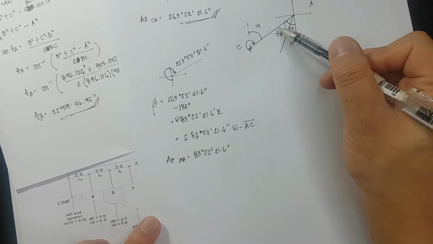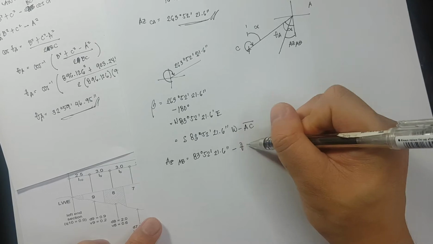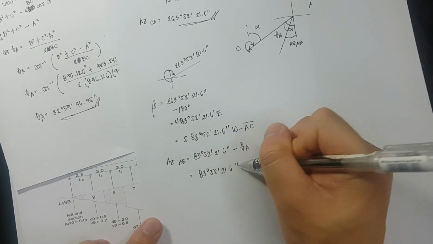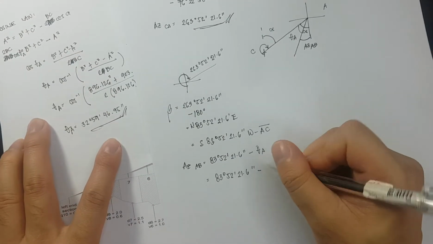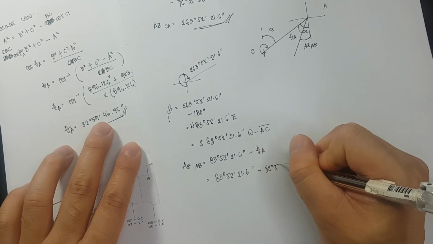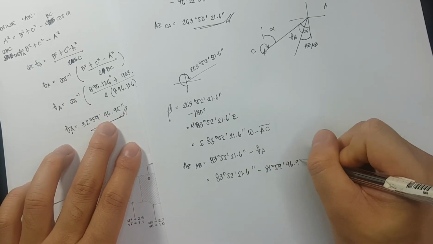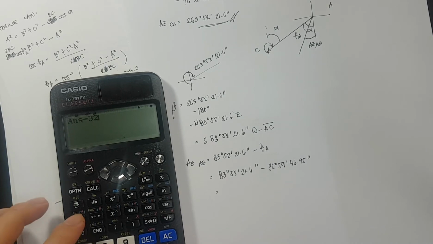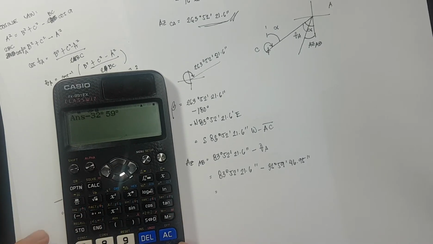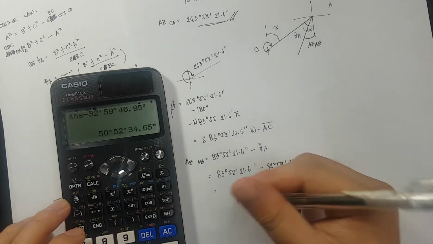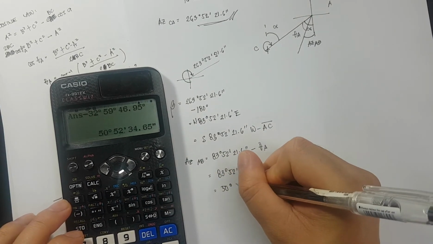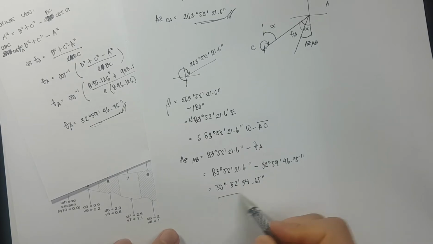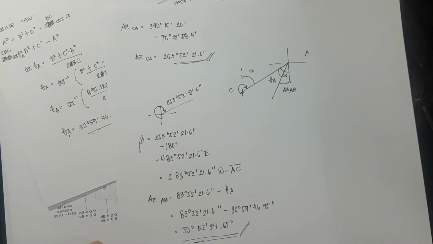Yung angle natin dito. Then, we subtract theta A. So, we have 83 degrees, 52 minutes, 21.6 seconds minus theta A, which is 32 degrees, 59 minutes, 46.95 seconds. Therefore, the azimuth is equivalent to 50 degrees, 52 minutes, 34.65 seconds. So that is azimuth AB, okay, from the south.